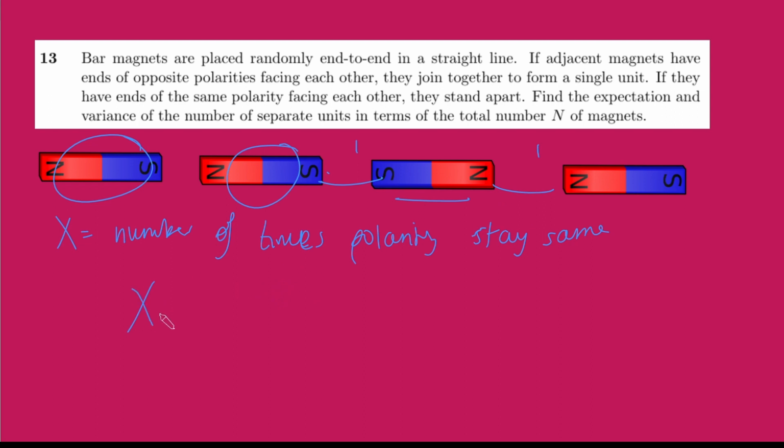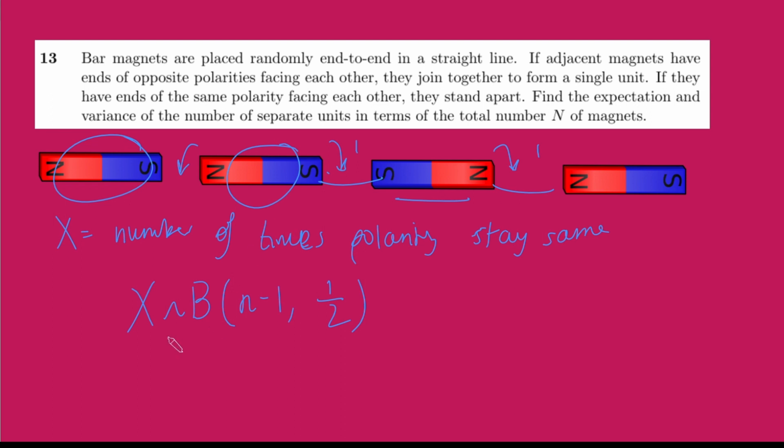And so X is simply a binomial distribution. There are n minus 1 chances for the polarity to stay the same, and the probability for the polarity to be the same between consecutive magnets is just a half. And each gap is independent of any previous gaps, because if we think about adding the bar magnets one by one, each randomly, none of them really impact the other. So X is distributed binomially with n minus 1, comma, a half.